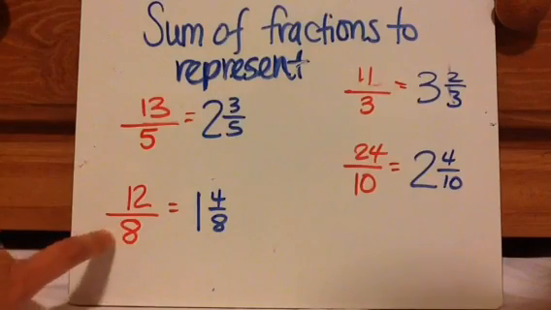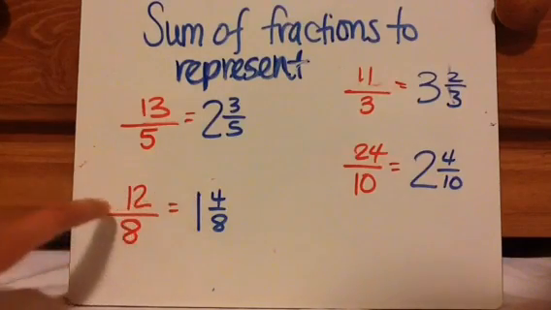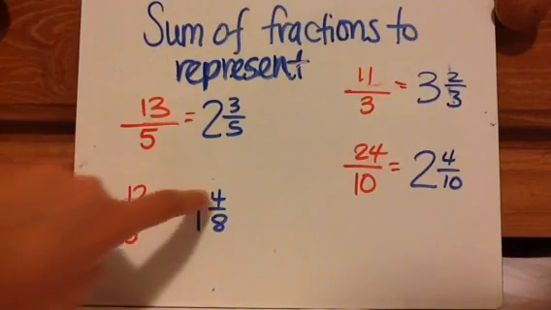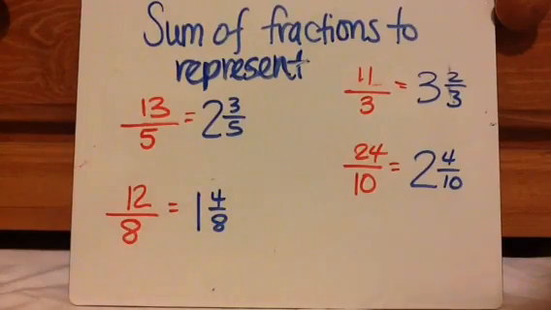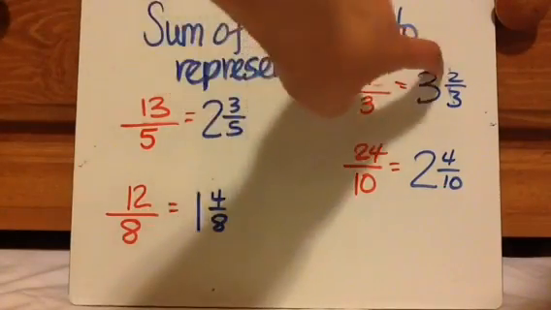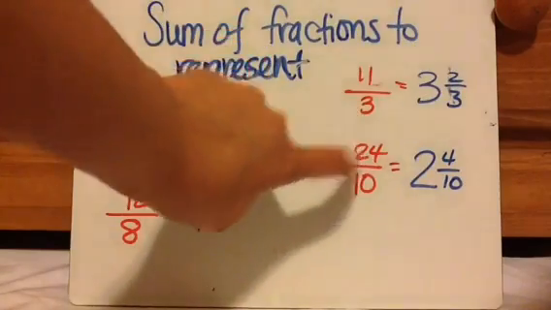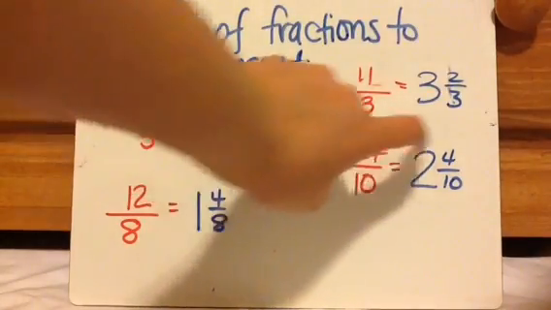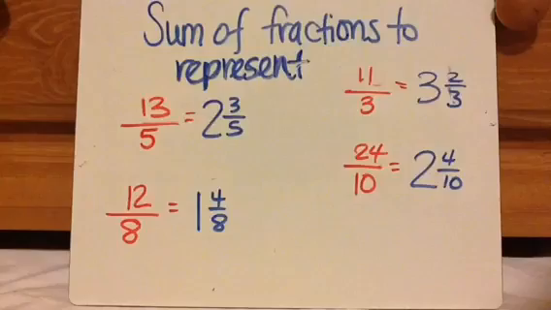So another example. 8 goes into 12 1 time. There will be 4 left over. So that's the top number, and then 8 is at the bottom. 3 goes into 11 3 times. 2 left over, so 2/3. 10 goes into 20 2 times, 4 left over, so 4/10.